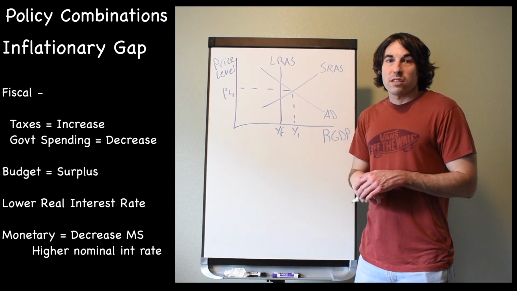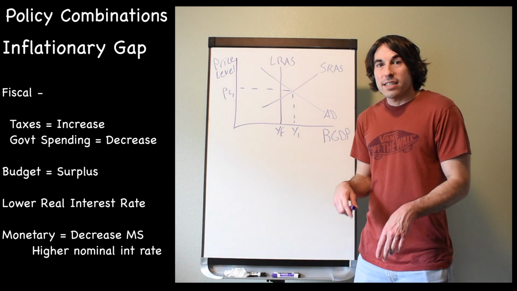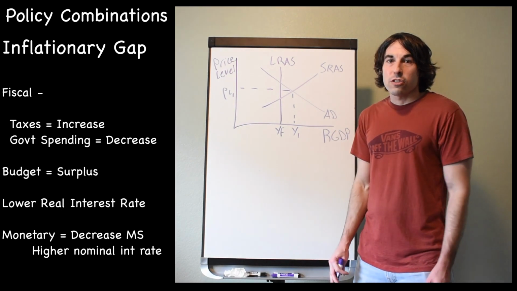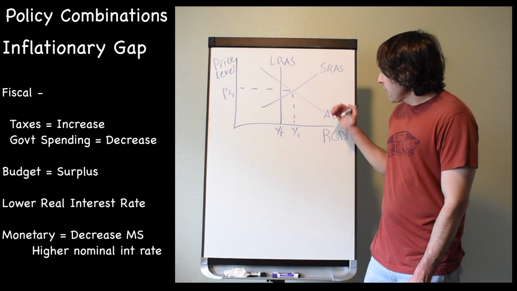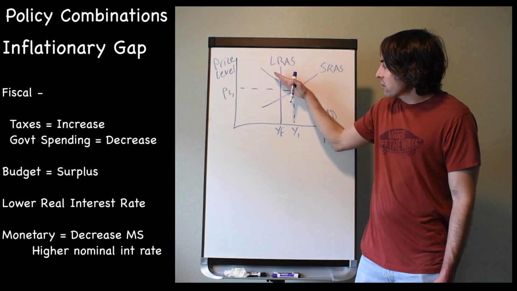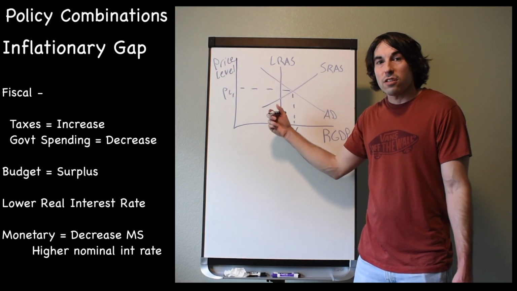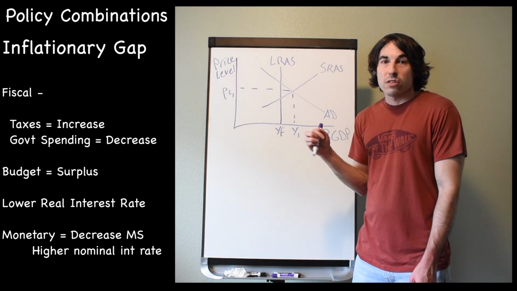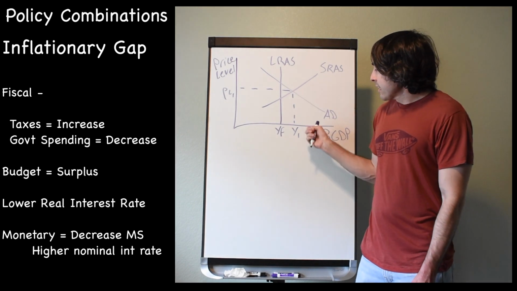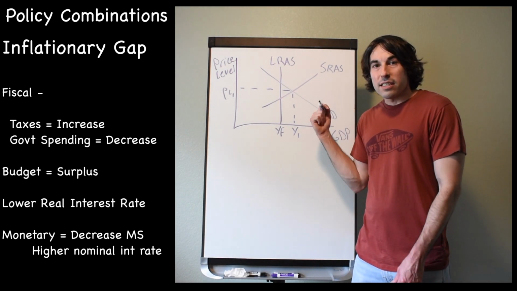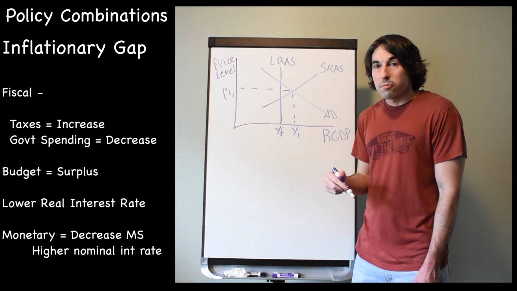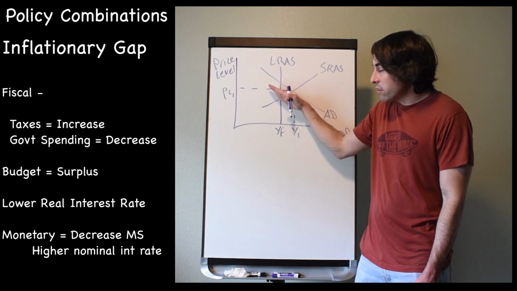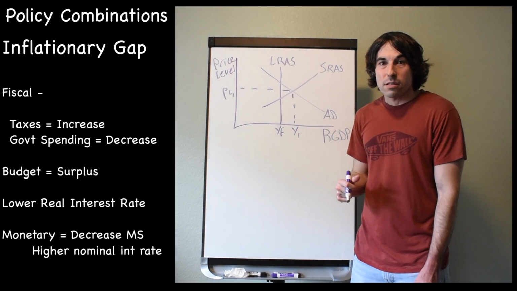So with fiscal policy, remember that's taxing and government spending. We're going to raise taxes so that consumers have less disposable income. That will cause us to purchase fewer goods. Aggregate demand decreases and shifts to the left. At the same time, we'll also decrease government spending. Again, the aggregate demand curve is made up of C, I, G, X, G being government spending. So if you want the curve to decrease, just decrease government spending.